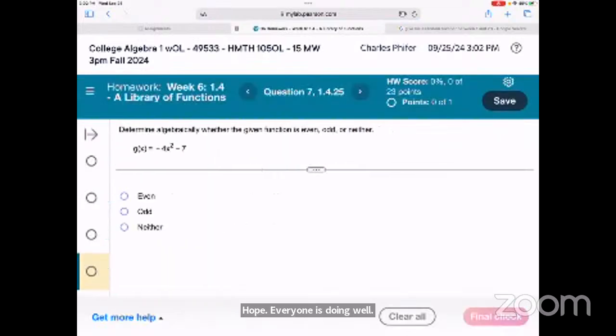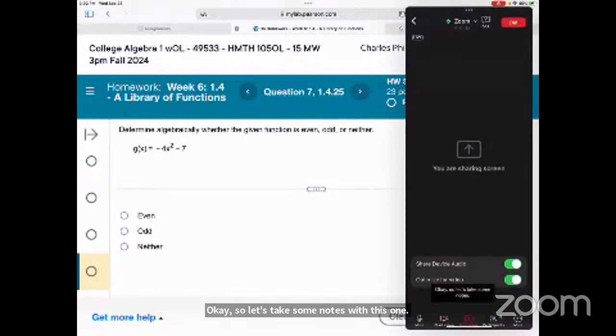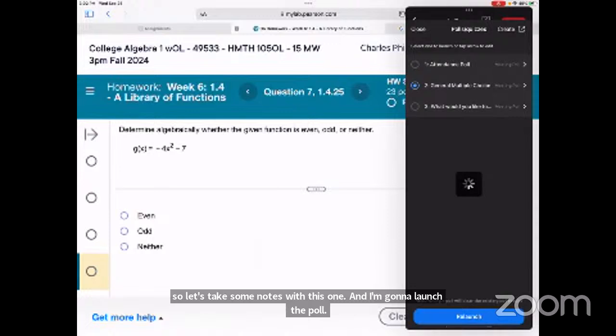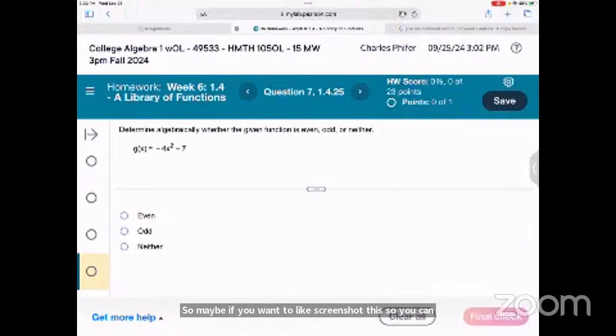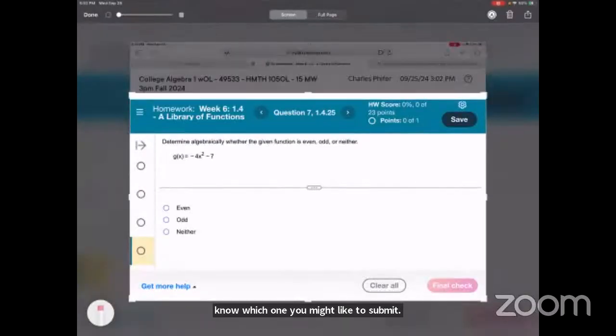Determine algebraically whether the given function is even, odd, or neither. Okay, so let's take some notes with this one, and I'm going to launch the poll. Maybe you want to screenshot this so you know which one you'd like to submit. I'm going to screenshot it as well so we can take some notes.